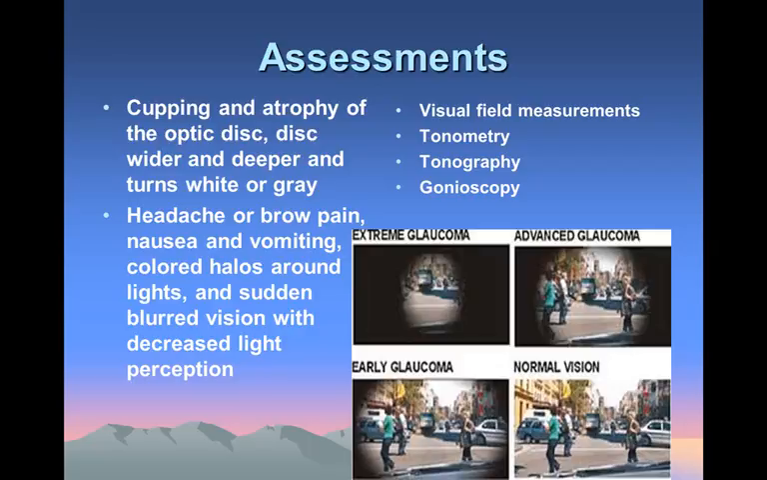Patients have cupping and atrophy of the optic disc. They also have headache or brow pain, blurred vision, and decreased light perception. Tonometry is once again what we talked about, the measure of the intraocular pressure. 10 to 21 is normal. Tonography is the graphing of the outflow of the aqueous humor. Gonioscopy looks at the angle and sees if it's open angle or closed angle glaucoma.